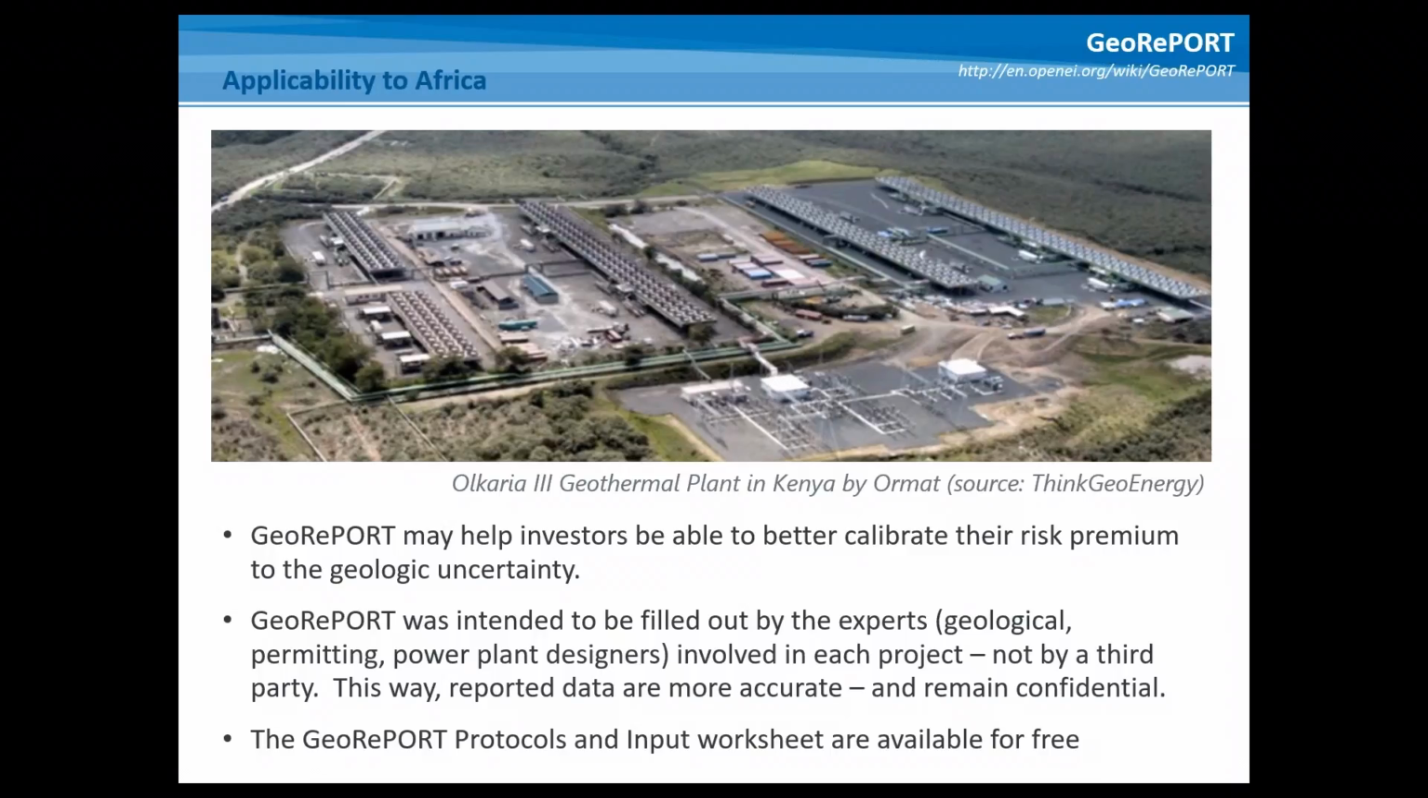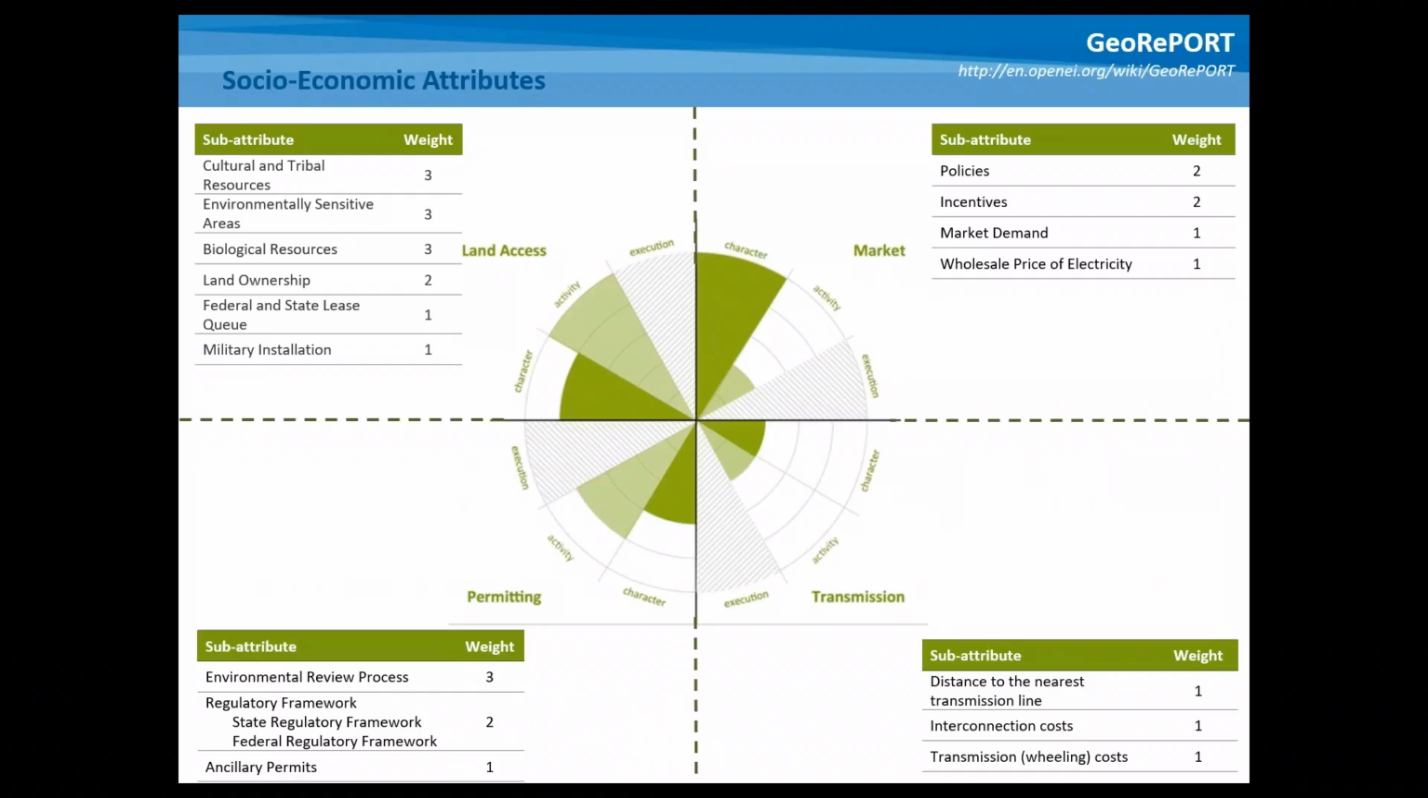Wonderful. And we have one final question for this section, and then we'll do more of the question and answers at the end. Does the land access assessment evaluate how remote the location is vis-a-vis electricity infrastructure? No, the land access attribute shown in the upper left here focuses on regulatory or legal access, identifying land ownership and resources that may impact development potential. But GeoRePORT does have an attribute dedicated exclusively to access to electricity infrastructure. This transmission attribute evaluates not only distance to the nearest transmission line, but also interconnection costs and transmission or wheeling costs.